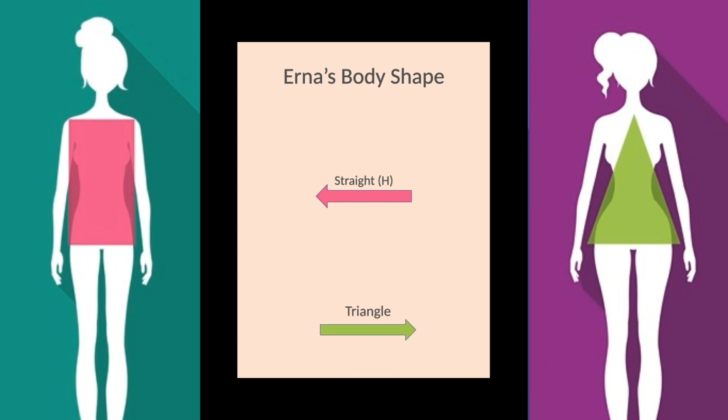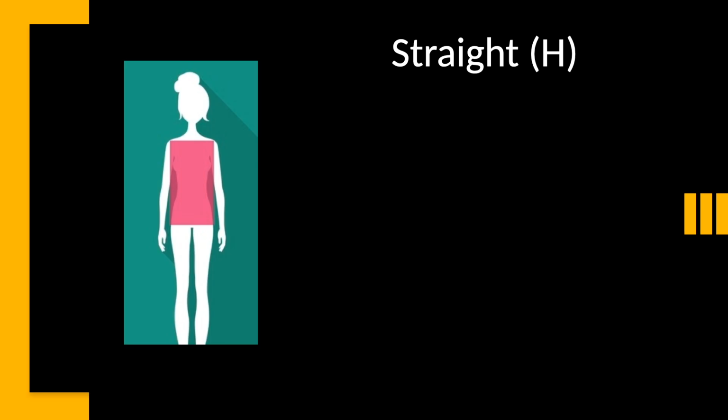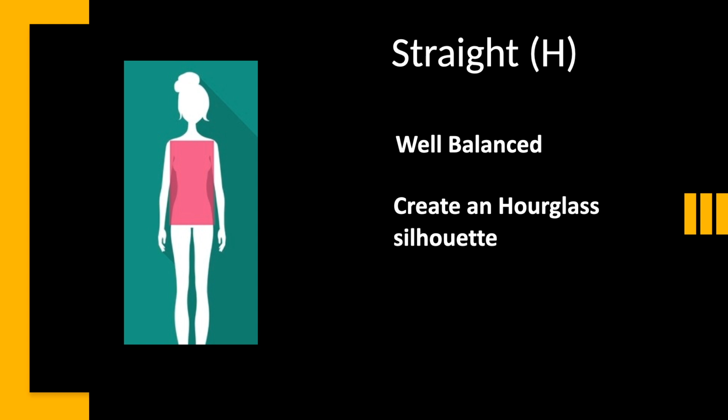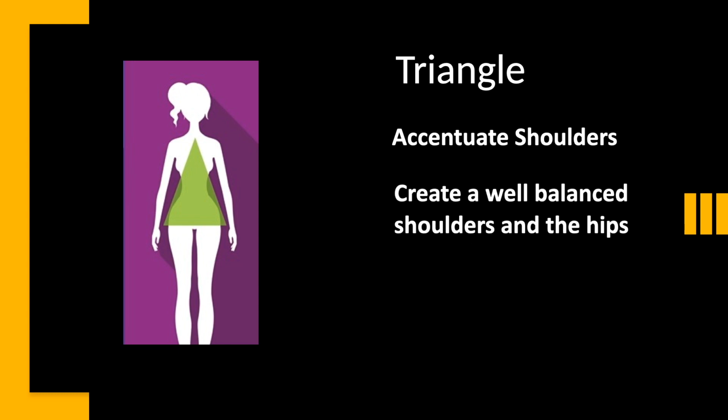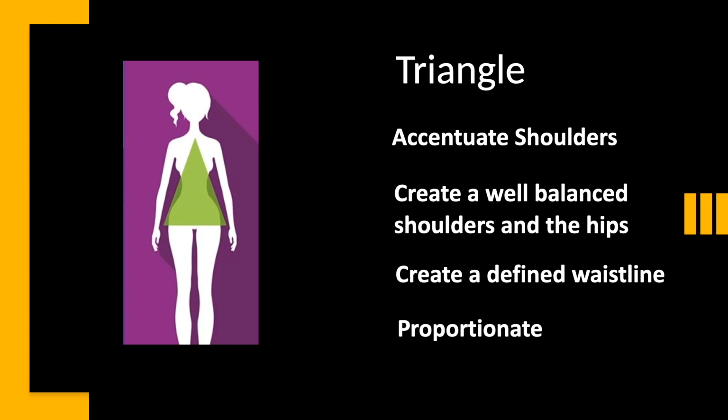For H body shapes, it's quite well balanced, so we just need to define her waistline to create an hourglass silhouette. As for the triangle, we just need to accentuate her shoulders so she can create a good balance between her shoulders and her hip, as well as a defined waistline. Again, the whole idea is to look proportionate, to have an hourglass silhouette.